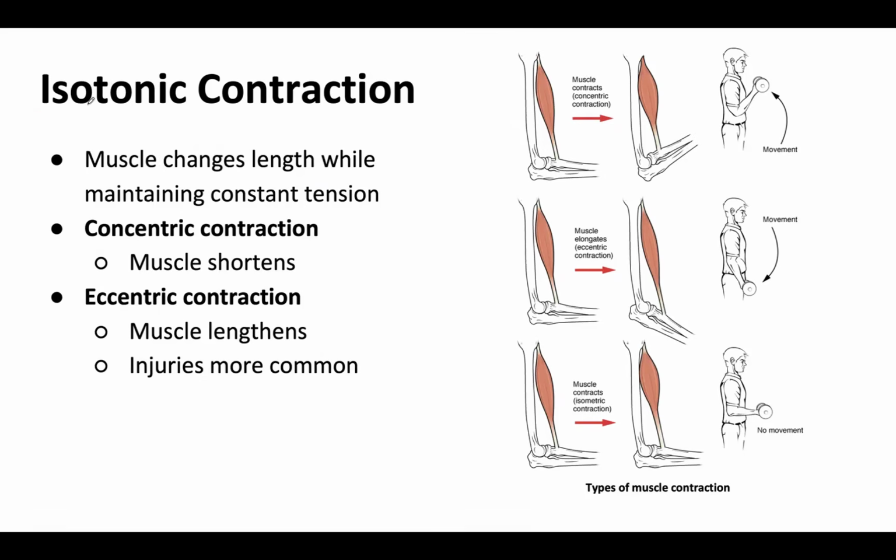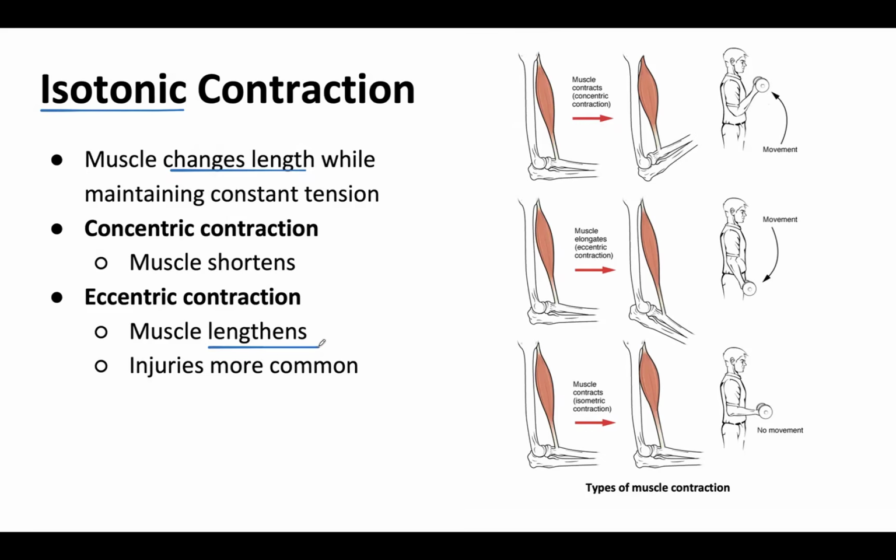The other major category is going to be isotonic contraction. And with this type of contraction, the muscle will change length while maintaining a constant tension. So these types of contraction begin with internal tension building to a point where it can overcome resistance. So there is going to be external movement. And there are 2 types of isotonic contraction. There will be concentric contraction. This is the one we keep talking about. This is where the muscle will shorten. And then we have eccentric contractions. And here the muscles will lengthen.